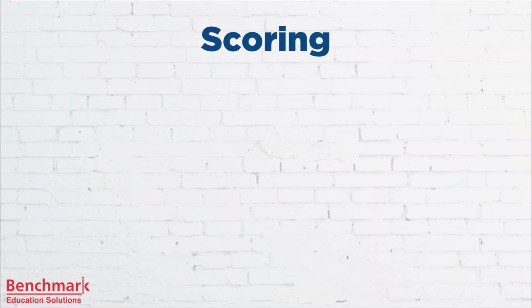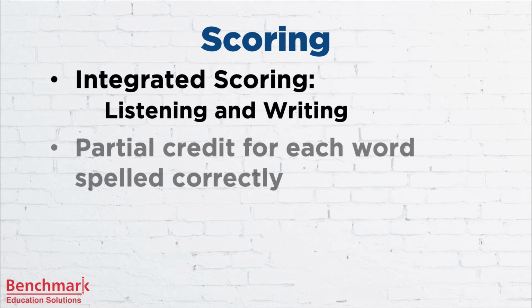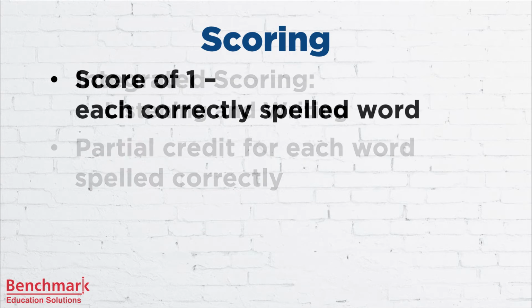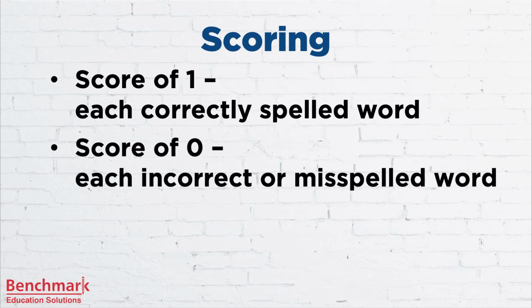Next, let's see how this question is scored. Since this question type contributes to both your listening and writing scores, it's called integrated. You get partial credit for each word you spell correctly. So for each word spelled correctly, you get 1 point. And each incorrect or misspelled word will result in 0 points. You should always attempt to answer these questions. Don't skip any of them because you won't receive negative marks for incorrect answers.